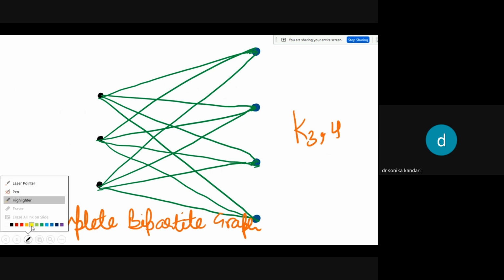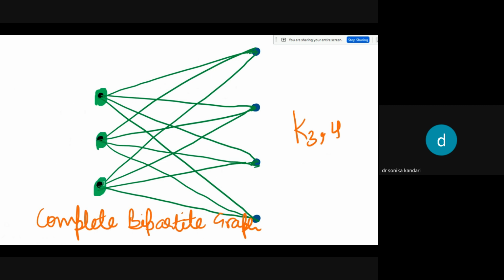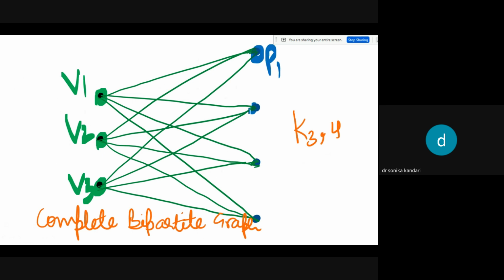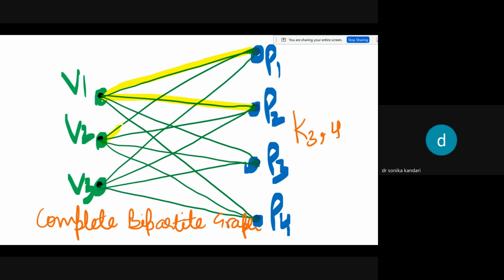Yes, class. In this diagram, suppose one group's vertices are shown in green, V1, V2, V3, and the other group's vertices are shown in blue, P1, P2, P3, P4. Now tell me whether this graph represents a bipartite graph or not. Why or why not? See the edges. Each edge is connecting members of different groups.